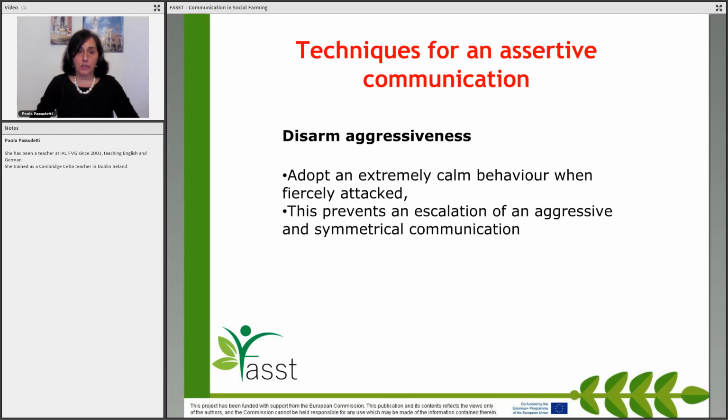Disarm aggressiveness. Well, in order to disarm aggressiveness, you should adopt an extremely calm behavior when, of course, you are verbally attacked. So this calm behavior will prevent an escalation of an aggressive and symmetrical communication.